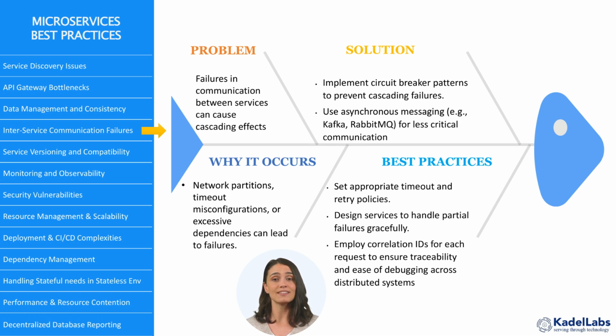To reduce these risks, we use retries with exponential backoff to handle transient failures and circuit breakers to prevent cascading failures by temporarily stopping requests to failing services. Setting appropriate timeout and retry policies and designing services to handle partial failures are also crucial. Asynchronous messaging can further decouple services, reducing failure impacts. By using these strategies, we improve the resilience of inter-service communications and prevent cascading failures. Next, we'll explore service versioning and compatibility.